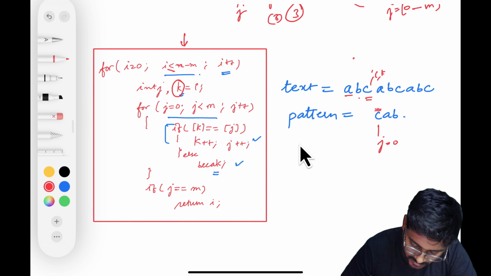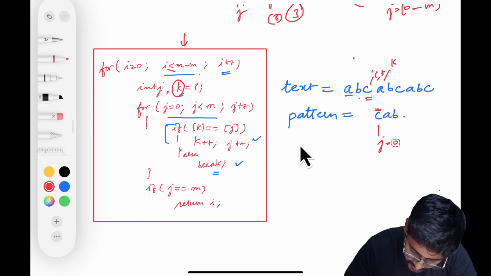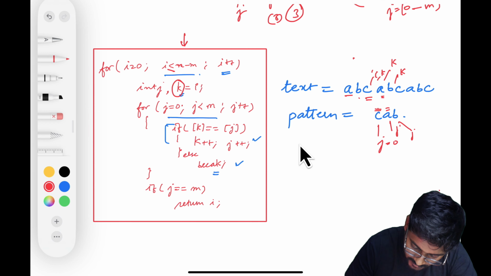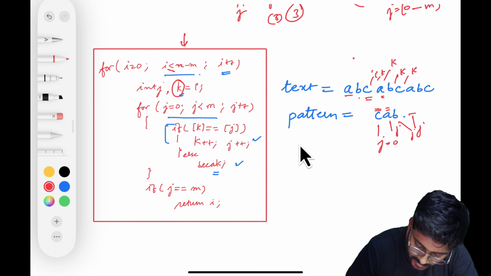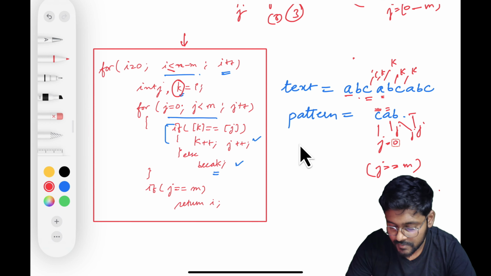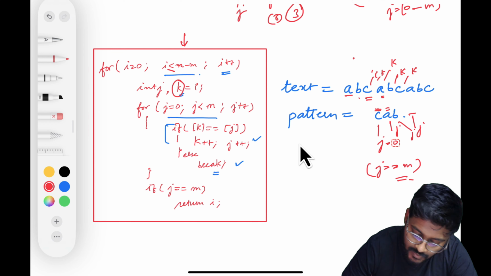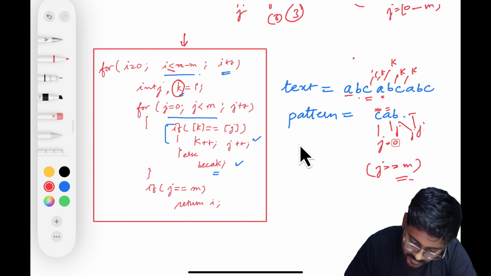If that is matching, increment k and increment j. k is incremented, k is coming here, j is coming here. They are also matching. Now k is coming here, j is coming here. They are also matching. k is coming here, j is coming here, and now j is becoming equal to m. j has become equal to the length of the pattern, and in this case what do we have to do?